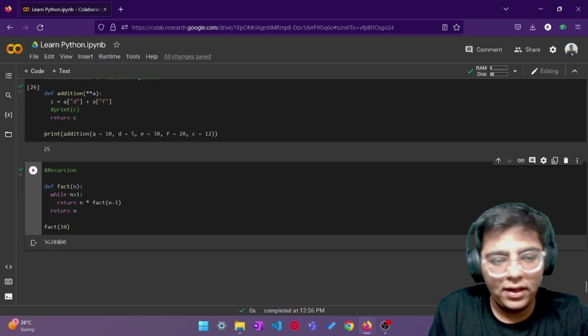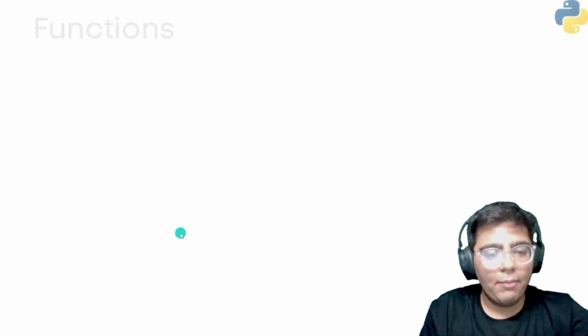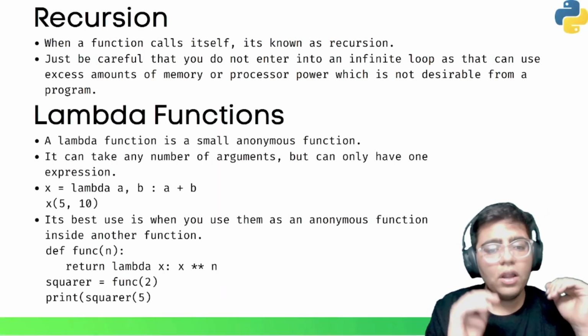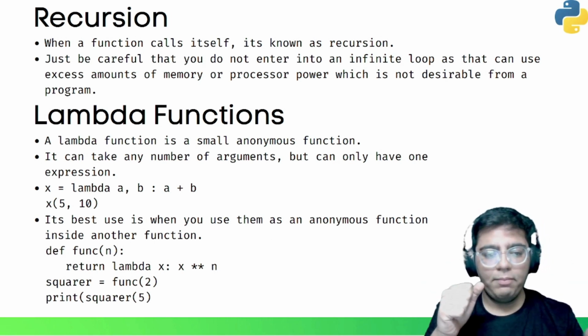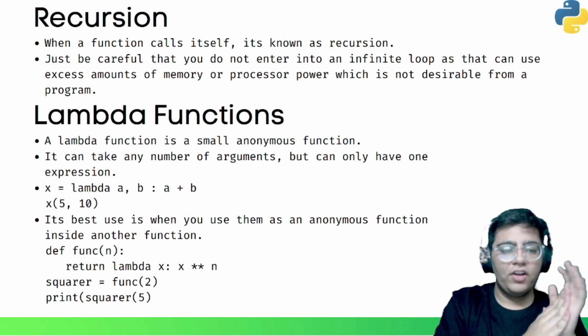It's the answer that we desire. So that was recursion. Now the last thing we have is lambda functions. Now what are lambda functions, you might ask? When you have a small function like the one we had, that was a plus b, it doesn't make sense that you define a whole big function for that.